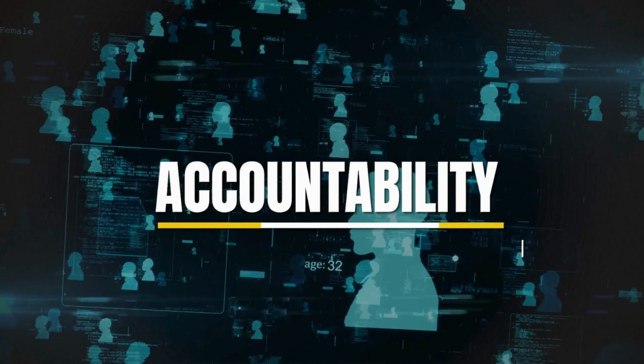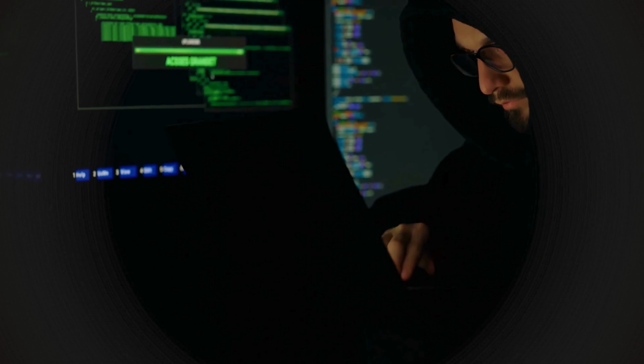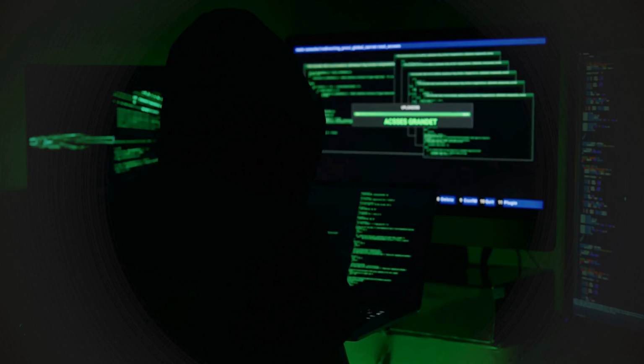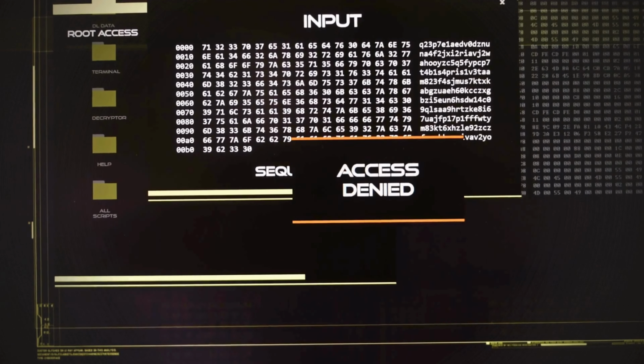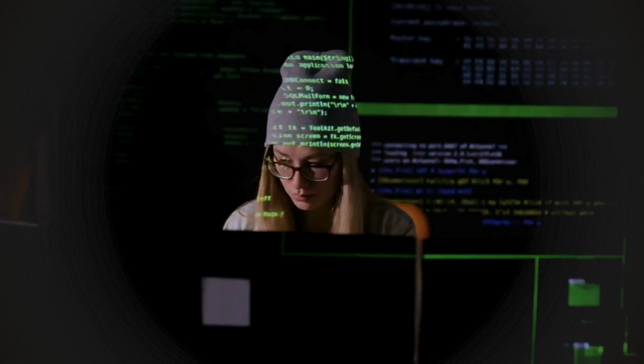Number 7. Accountability. Accountability involves tracking and recording user actions and system activities to ensure that they can be audited and traced back to their source. This is typically achieved through detailed logging and monitoring systems that capture information about who performed what action and when. Accountability supports forensic investigations and helps ensure compliance with policies and regulations.